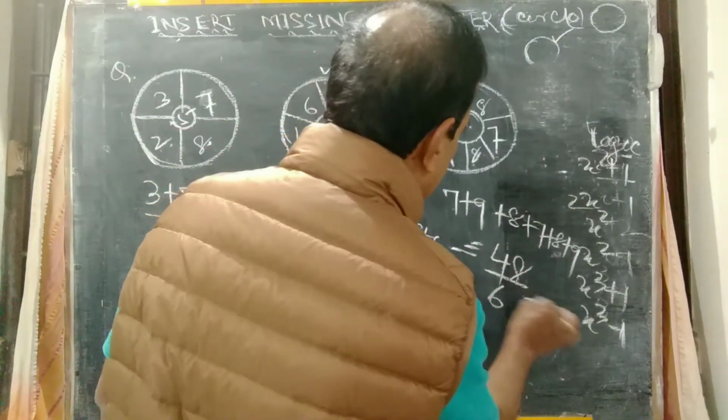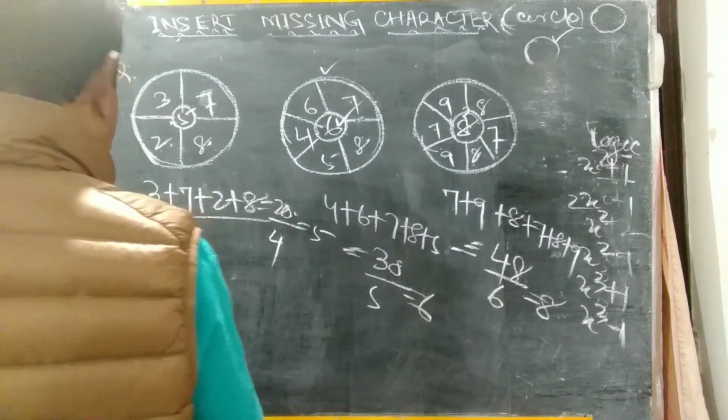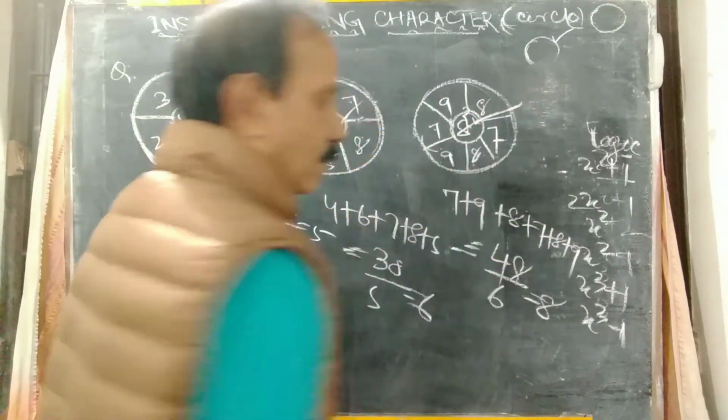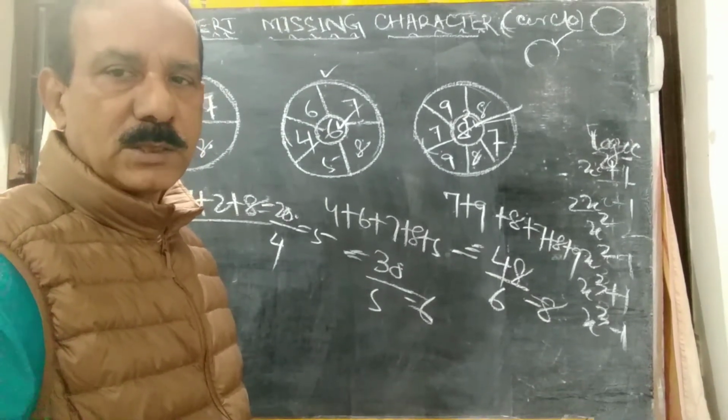48 by 6, how much will come? 8. So here the answer will be 8. You will take it from the options. Very clear. So you have to think on this only, then only you can solve.